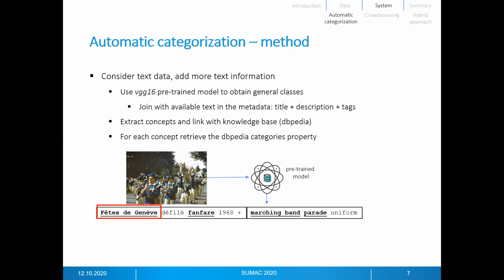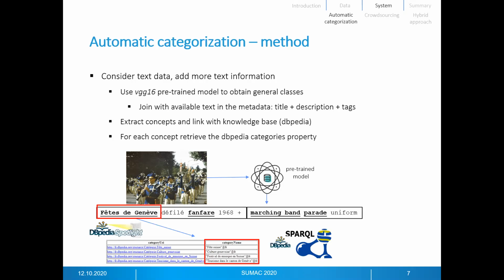We follow a 3-step process to do this. First, we use the VGG pre-trained model to obtain general classes from the image and join these classes with the available text in the metadata, with title, description, and user-provided tags. Then we use the DBpedia Spotlight entity extraction tool to extract concepts linked to the Wikipedia knowledge base. Finally, for each Wikipedia concept, we use the DBpedia endpoint to retrieve the categories and their properties of these concepts.